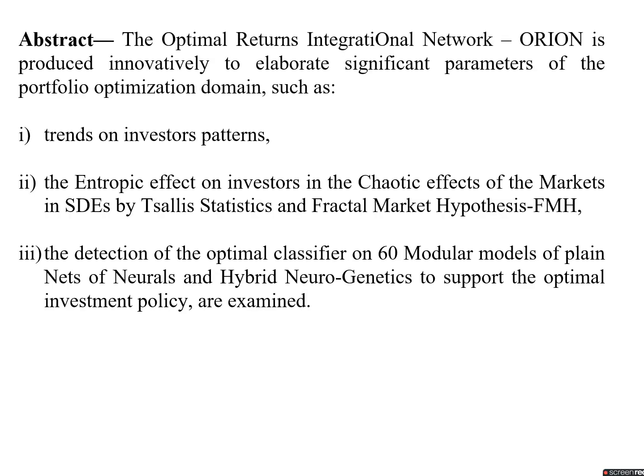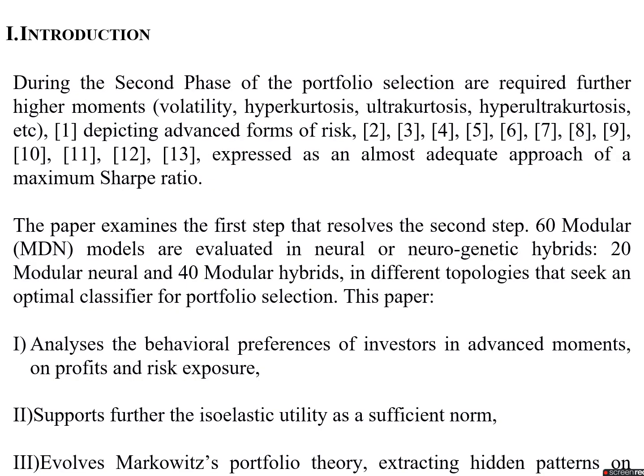The Optimal Returns Integrational Network Orion is produced innovatively to elaborate significant parameters of the portfolio optimization domain, such as, at first, the trends on investment patterns; secondly, the entropic effect on investors in the chaotic market effects of the markets in the stochastic differential equations by Charlie statistics and fractal market hypothesis (FMH), the detection; thirdly, of optimal classifier on 60 modular models of plane nets of neural and hybrid neurogenetics to support the optimal investment policy are examined.